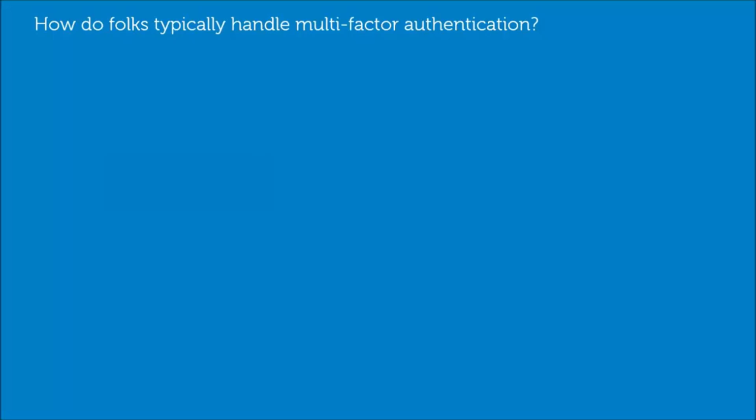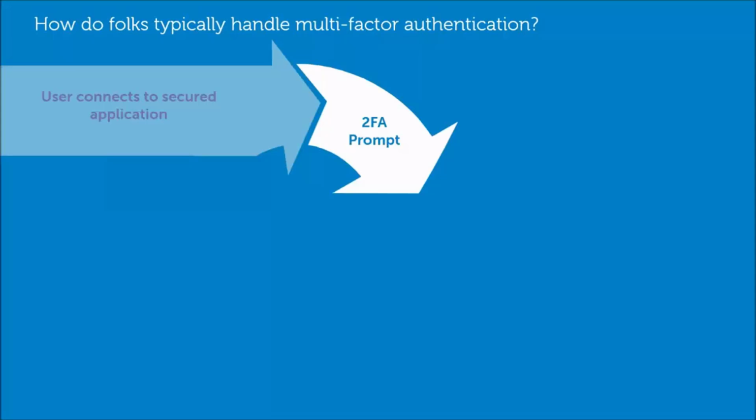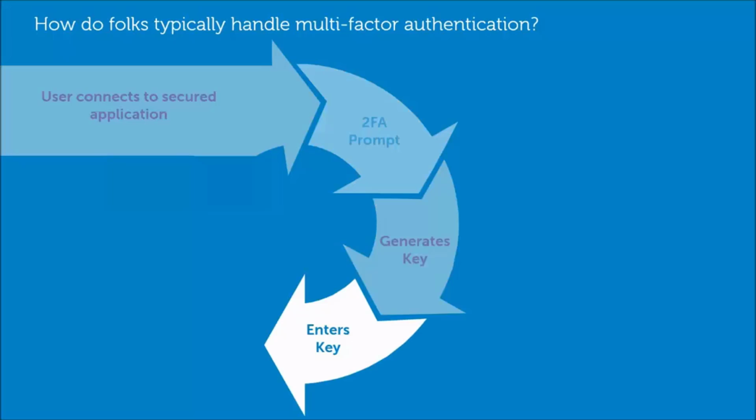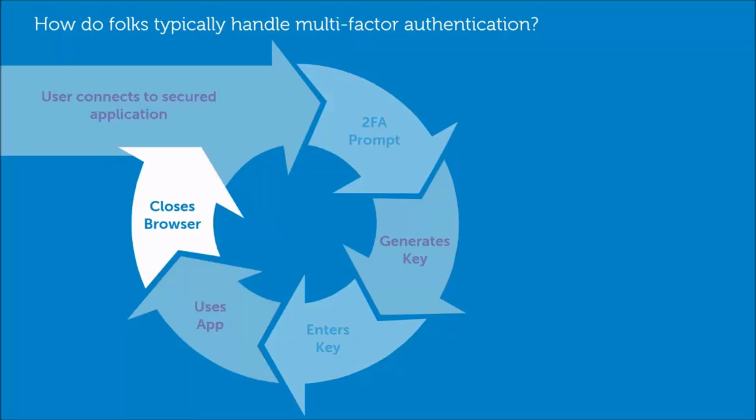One of them is what I like to call the hard-coded way, or the traditional way. And this slide really speaks to that. So how do folks typically handle multi-factor authentication? Well, let's take a simple scenario. A user opens their browser and they connect to a secured application. What do they get? They get a two-factor authentication prompt. They generate a key, they enter that key, they use the app, and probably close their browser.